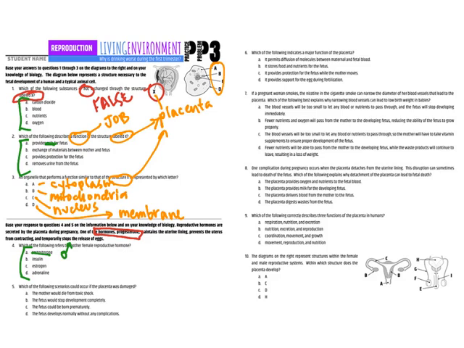Question 5. Which of the following scenarios could occur if the placenta was damaged? A. The mother would die from toxic shock. B. The fetus would stop development completely. C. The fetus could be born prematurely. Or D. The fetus develops normally without any complications.